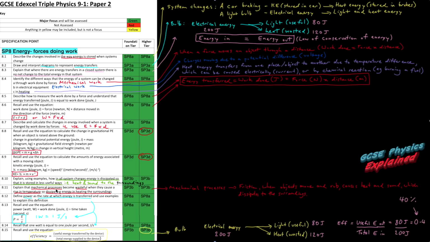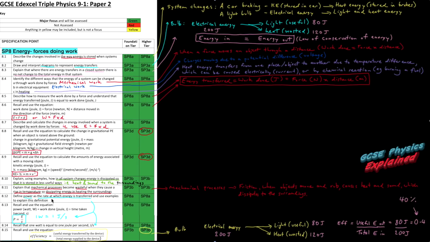Explain that mechanical processes become wasteful when they cause a rise in temperature, so dissipating energy in heating the surroundings. Well, that's what I've just said there. Mechanical processes, in other words, it's friction. When objects move and rub, it causes heat and sound, which dissipates to the surroundings. Try to memorise that statement there. It could be worth up to 3 marks.